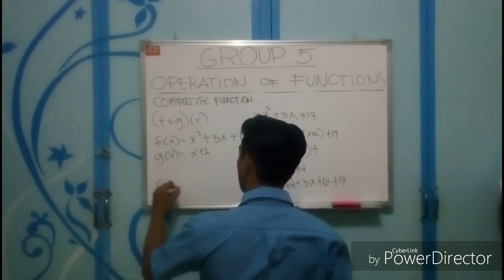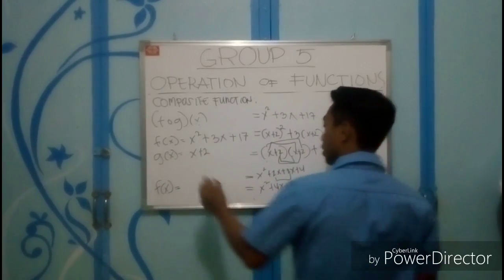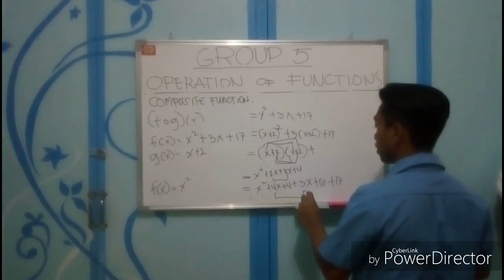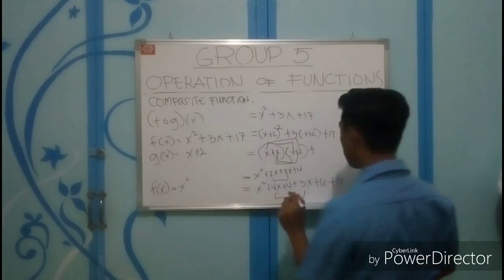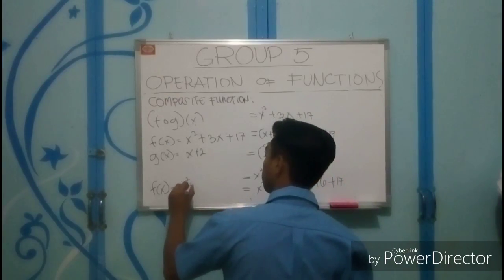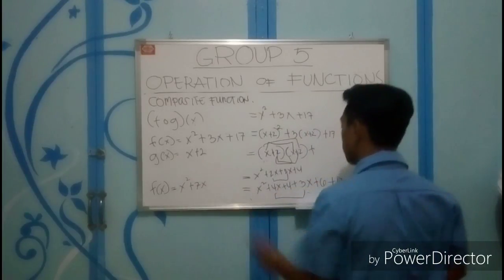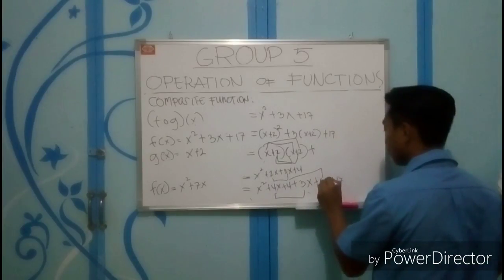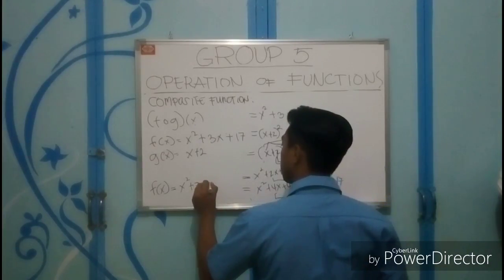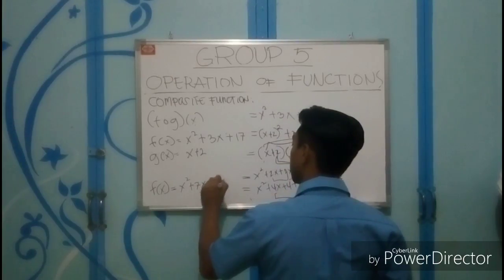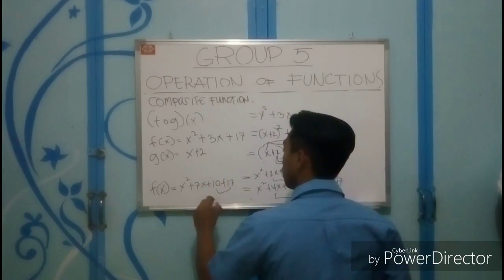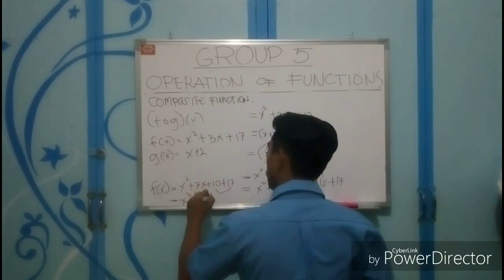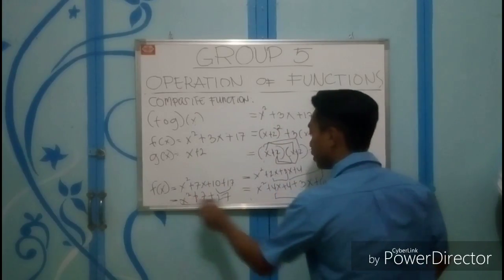F of x is equal to x squared, so combine the like terms, 4x plus 3x is equal to 7x. Then 4 plus 6 equals 10. Then 10 plus 17, so we can combine it, 27. So x squared plus 7x plus 27. So this is our final answer.